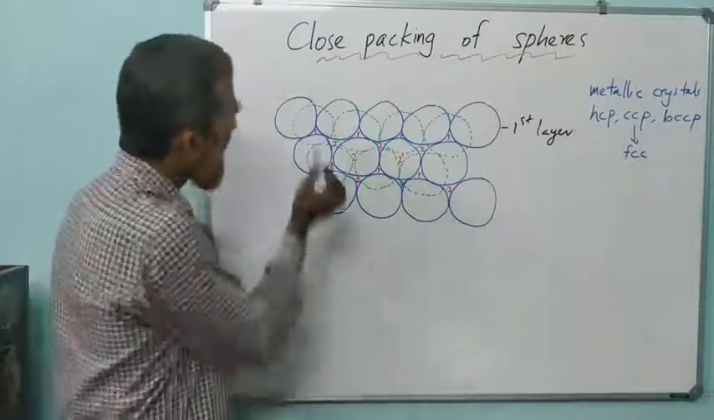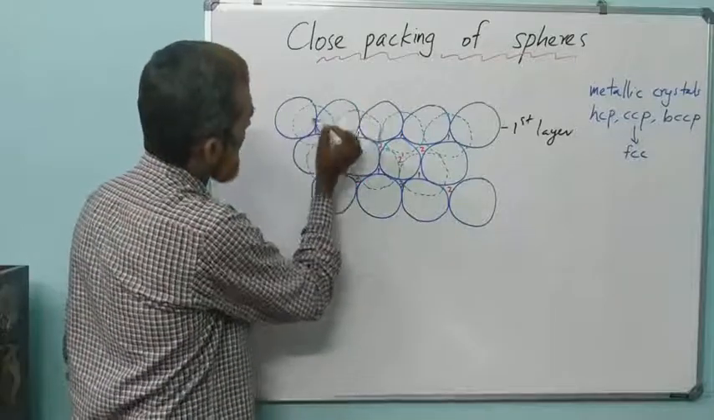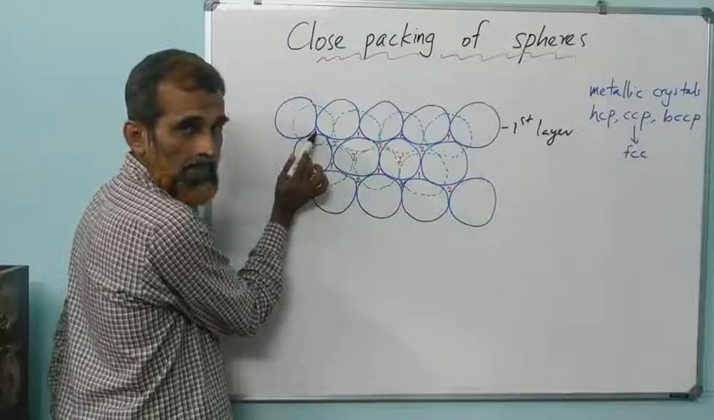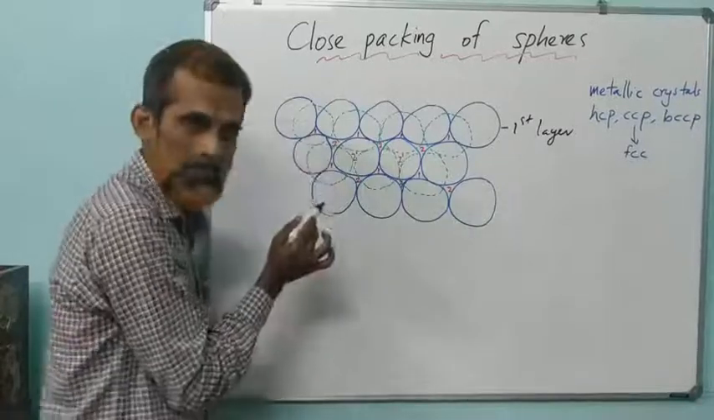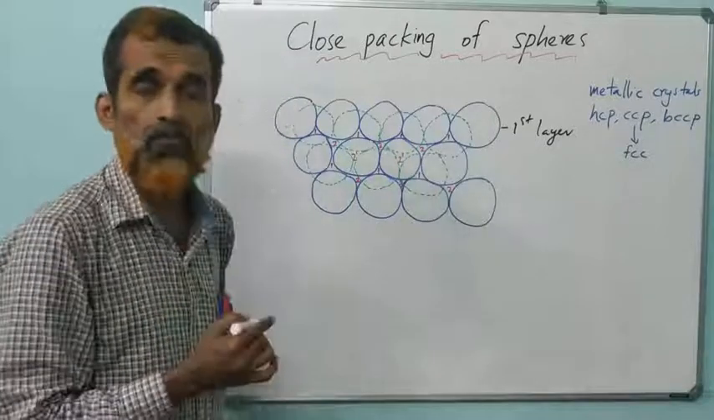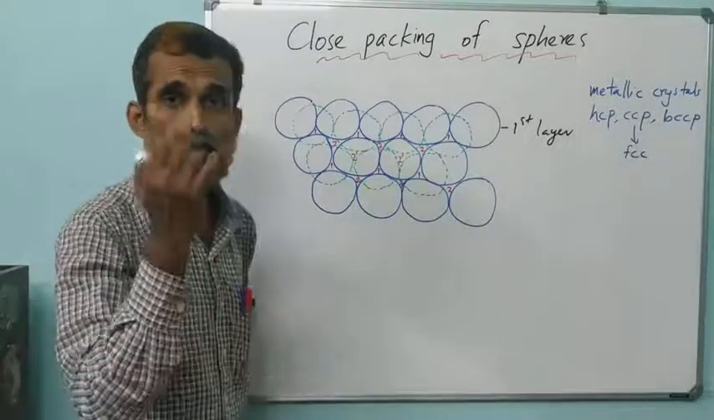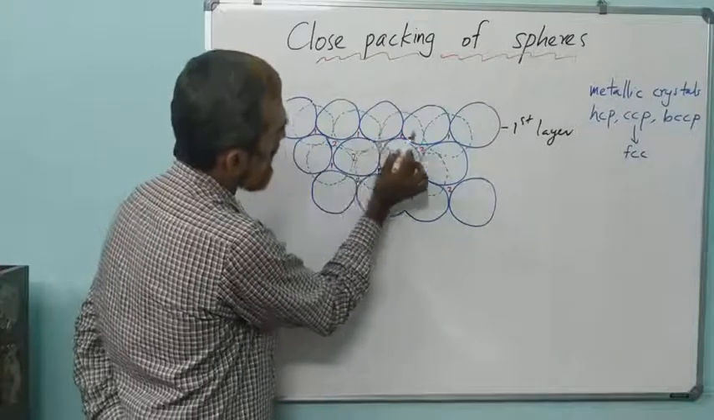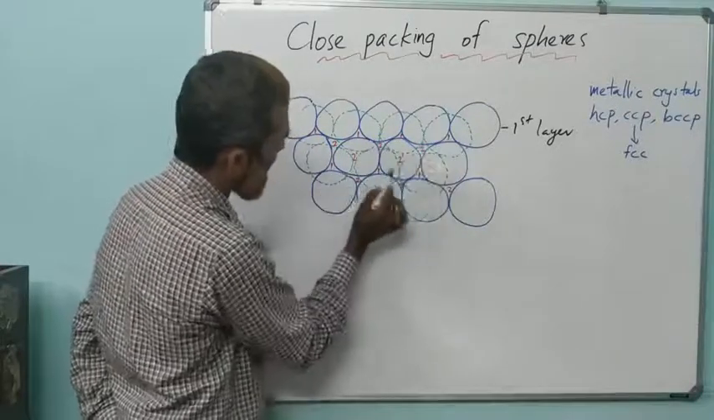See, when we keep these three particles in the first layer, you can see a depression coming at the middle of three touching spheres. You can see there are depressions everywhere. I have classified these depressions into two. This is marked as 1. This is 1. This is 1. All these are 1. Okay.